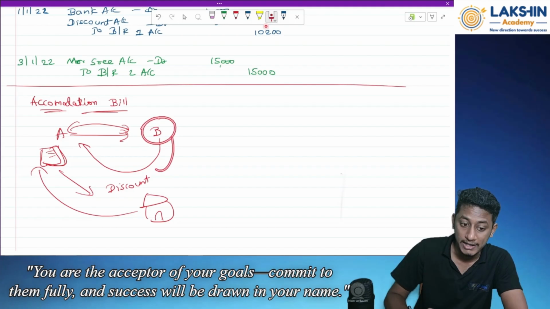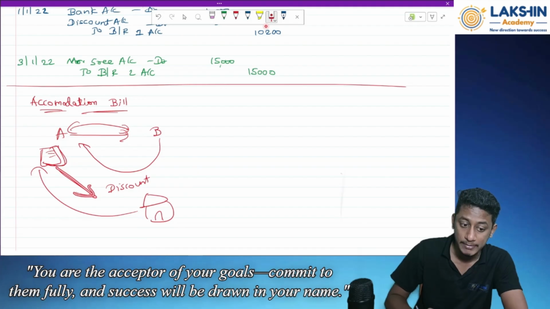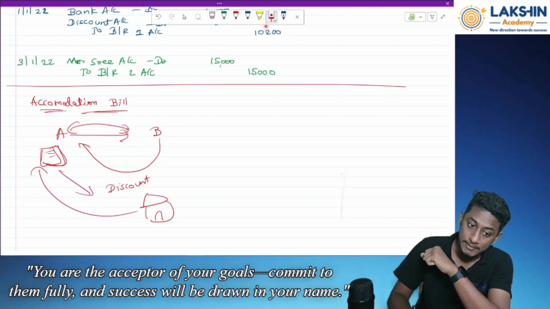B is supposed to pay the bill, right? See, because the bank will catch hold of whom? First of all, Mr. B, because the bill says Mr. B will pay on so and so date. Since Mr. A was in need of money, he asks Mr. B to accept a fake bill. Mr. B accepts the fake bill.